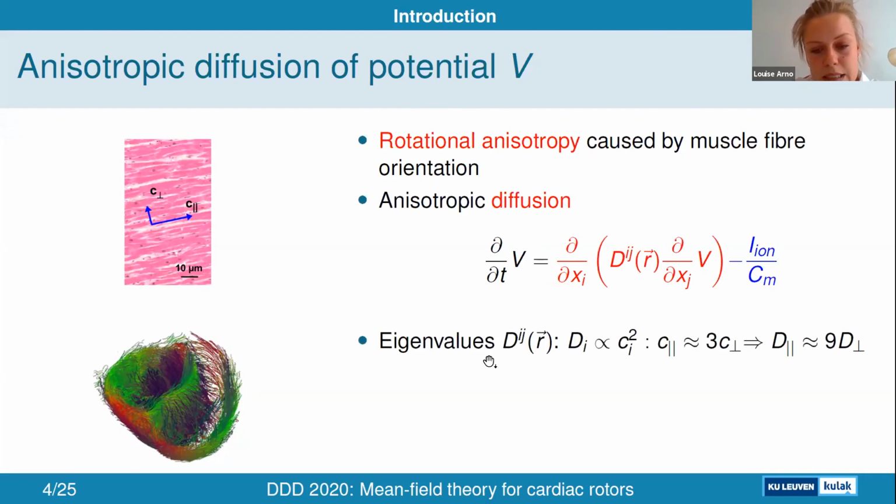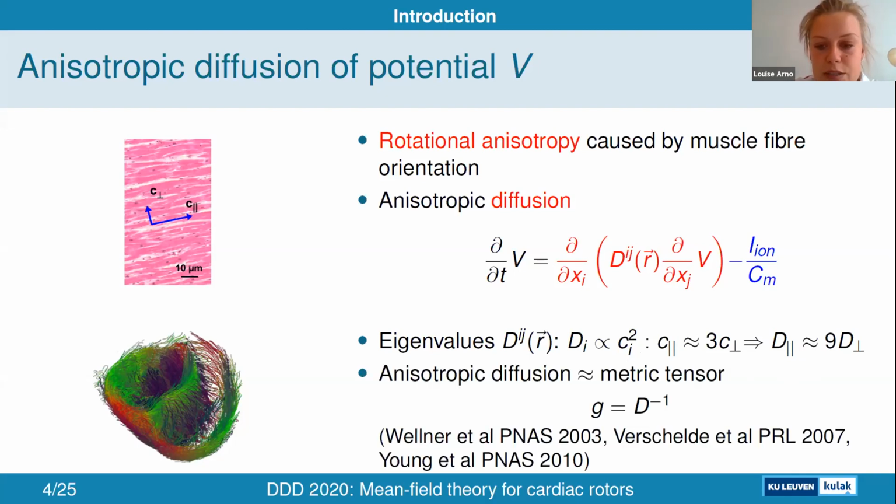More specifically, it's captured in the diffusion tensor, which we denote by Dij. And this is a 3x3 matrix for which the eigenvalue in the direction i is proportional to the square of the conduction velocity in that same direction. So, for example, when the speed in the fiber direction is 3 times bigger than the ones in the perpendicular, then the corresponding eigenvalue of the diffusion matrix will be 9 times bigger than the ones in the perpendicular direction.